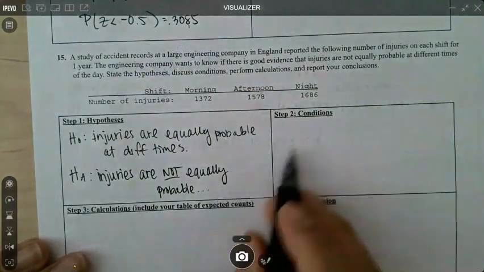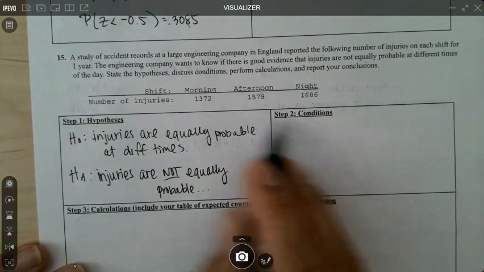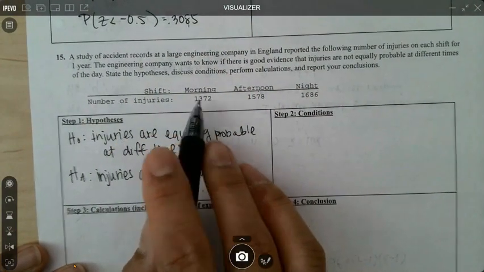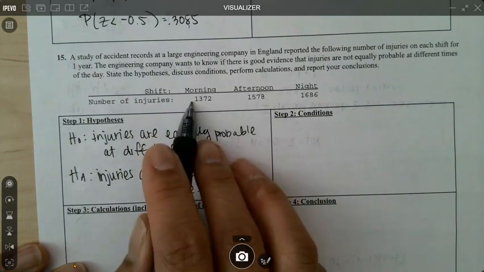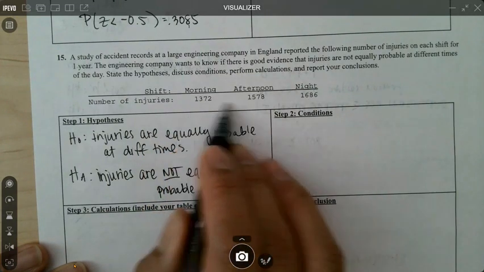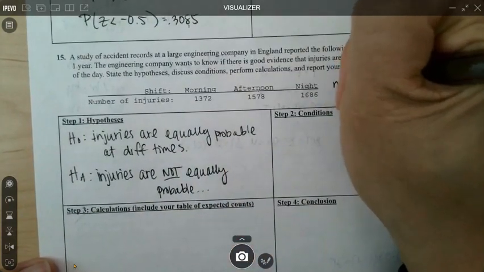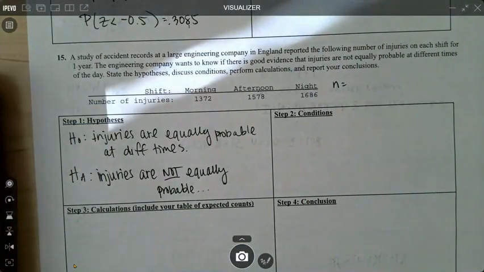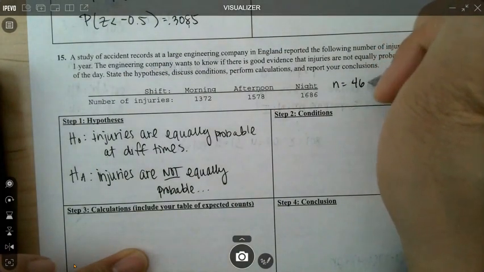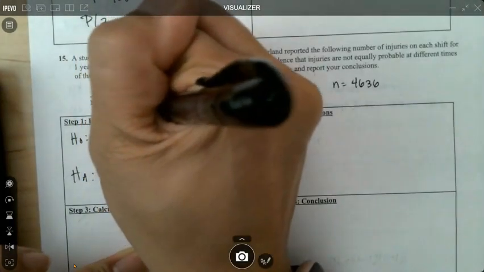Okay. For the conditions, before we do the conditions, we do need to do the expected counts. This is fairly straightforward because there's only 3 categories, and if they were equally probable, we would have the same number in each. First thing we need to do is figure out the total number of injuries. So I'm going to add these: 1372 plus 1578 plus 1686. That's going to be 4,636. So for my expected counts, we're just going to divide this number by 3.